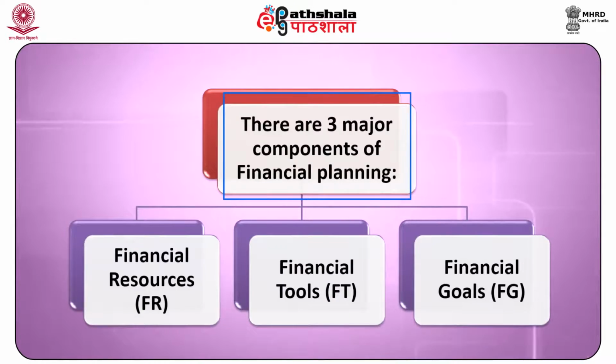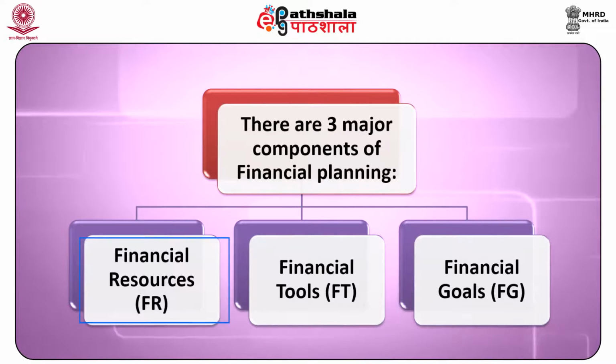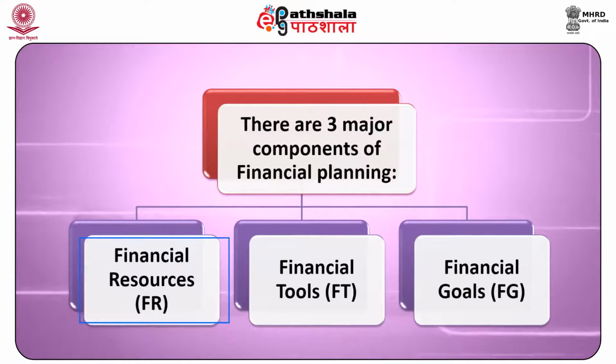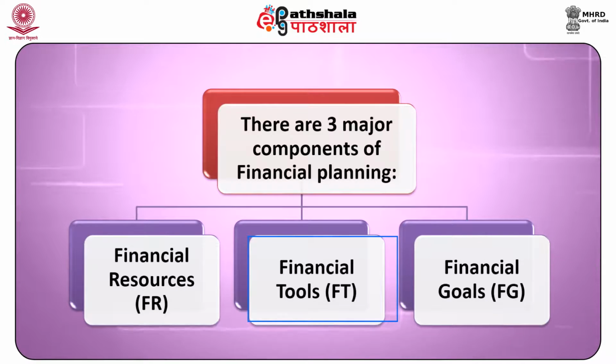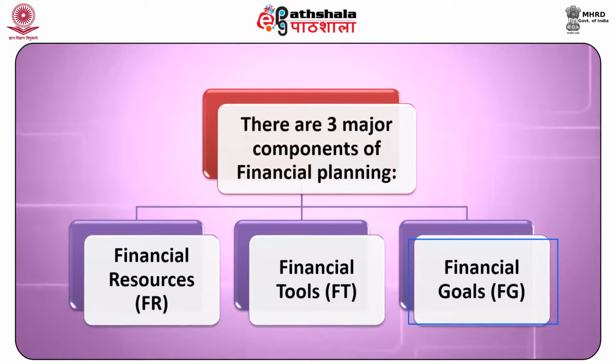There are basically three major components of financial planning: the financial resources, that is FR, the financial tools, the FT, and the financial goals, the FG. And financial planning encompasses all three of them, that is FP is equal to FR plus FT plus FG.